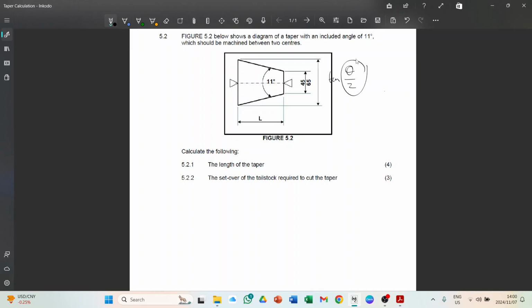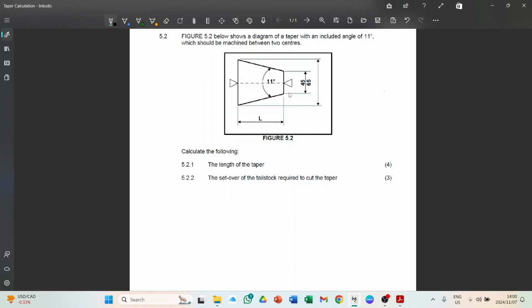Okay, so in this case, they want you to calculate the following: 5.2.1, the length of the taper, and then 5.2.2, the set over of the tailstock required to cut the taper. So my first thing that I would do, or show my learners, is that you must first make a list of what is given to you in the sketch.